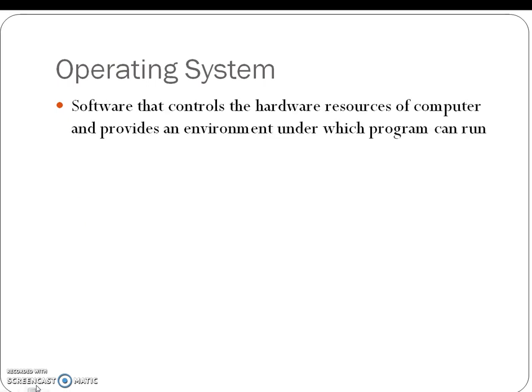So there are different types of operating systems. So in short, to define an operating system, it is a software that controls the hardware resources of a computer and provides an environment under which programs can run.